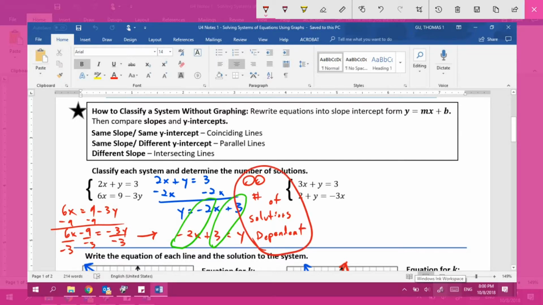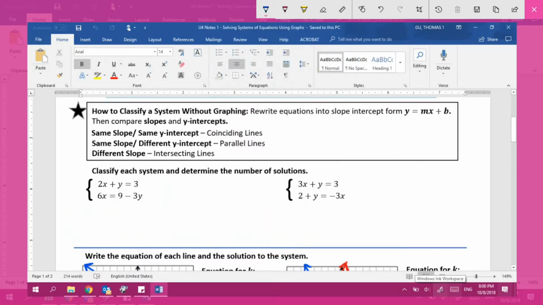Boom. All right, so I want you guys to try the second one on the right on your own. All right, so over here on the right side, let's just get our answers now. We got 3x plus y equals 3. We want to get y by itself, so just subtract 3x from both sides. That leaves you with y equals negative 3x plus 3. That's one of my equations.